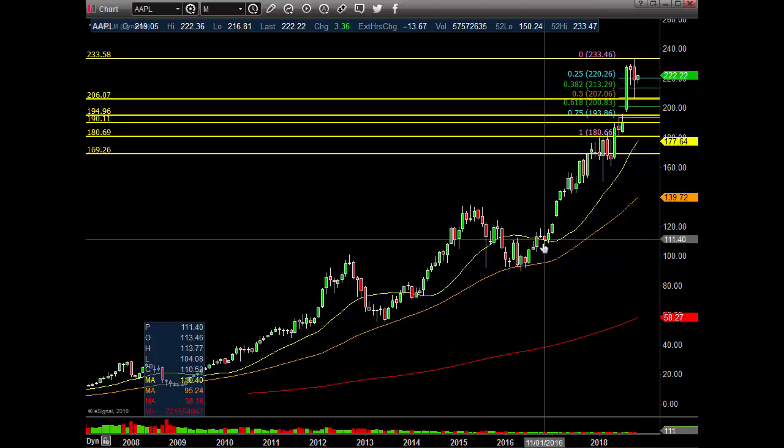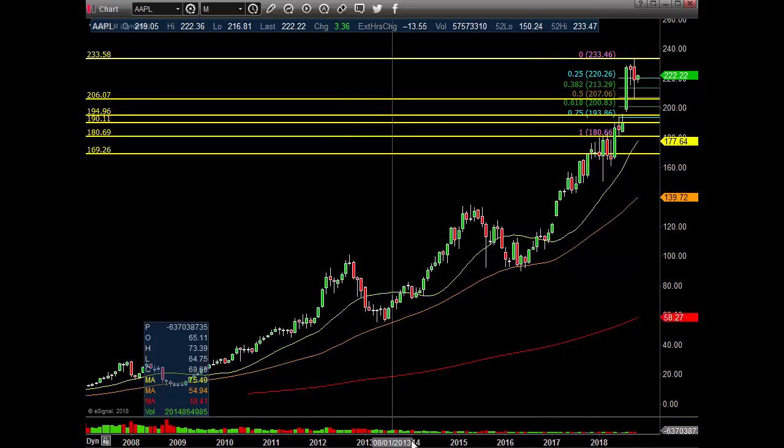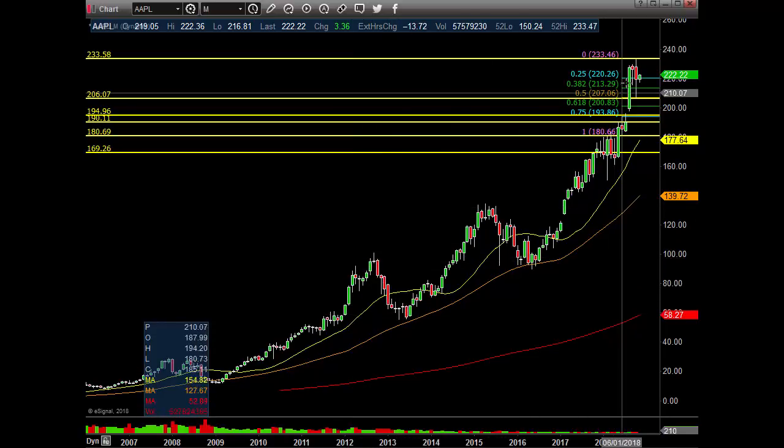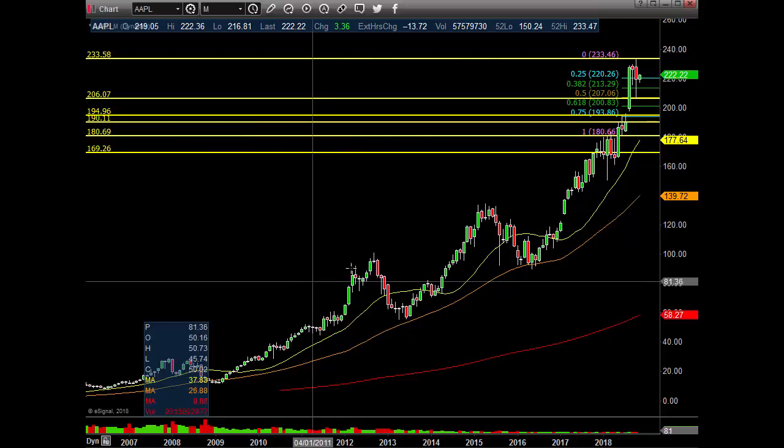We had a nice little rally here, guys. I mean, look at the rally. Come on. 2012, came back, ran up, came back, ran up. Is this the time where we come back now? We're going to see. And just keep an eye on that.